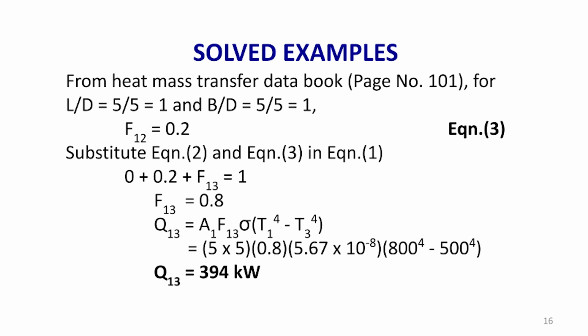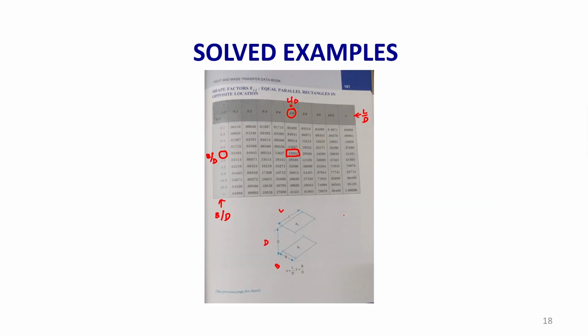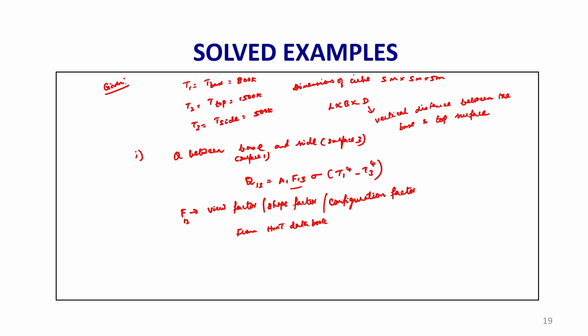So, from the HMT data book, the page number is 101, for L by D equal to 1 and B by D equal to 1. So, we are getting F12 is equal to 0.2.